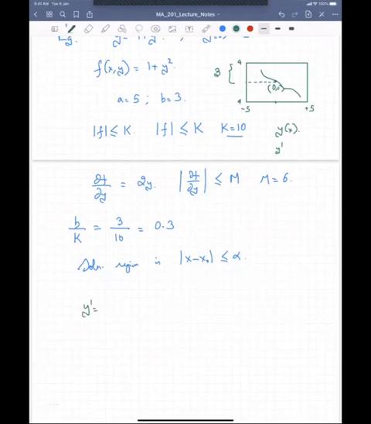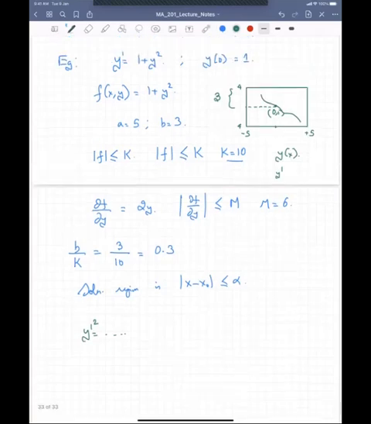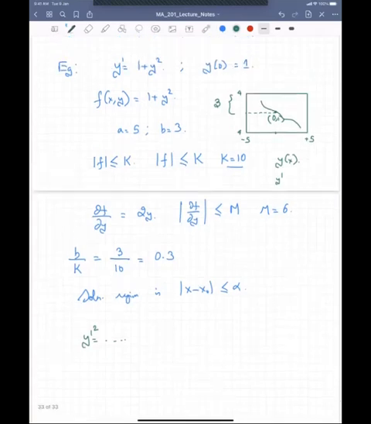Now, for example, I could have a more complicated differential equation like y prime equals some non-linear stuff, y prime square equals blah, blah, blah. In that case, of course, I cannot make this simple claim. But in this case, since I'm only considering differential equations of the form y prime equals 1 plus y square, I'm basically saying the slope is bounded in some region of xy. Is that okay?